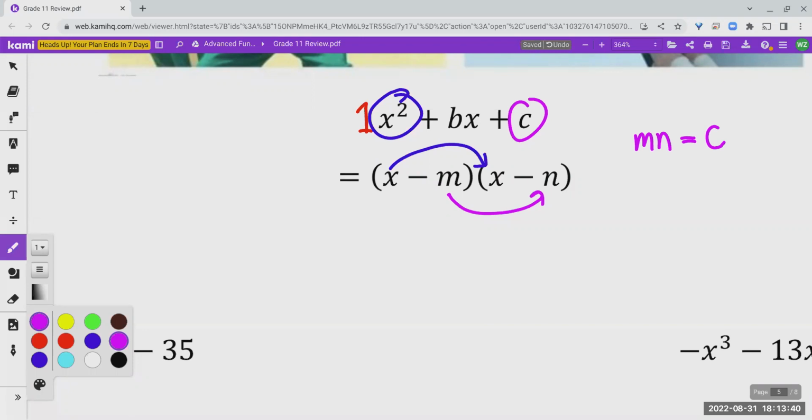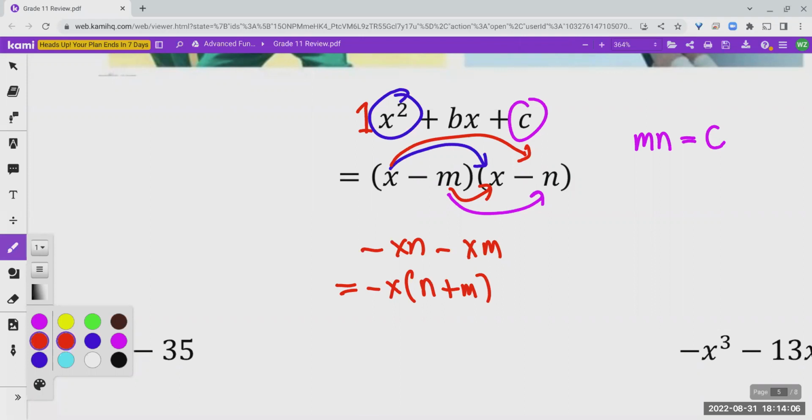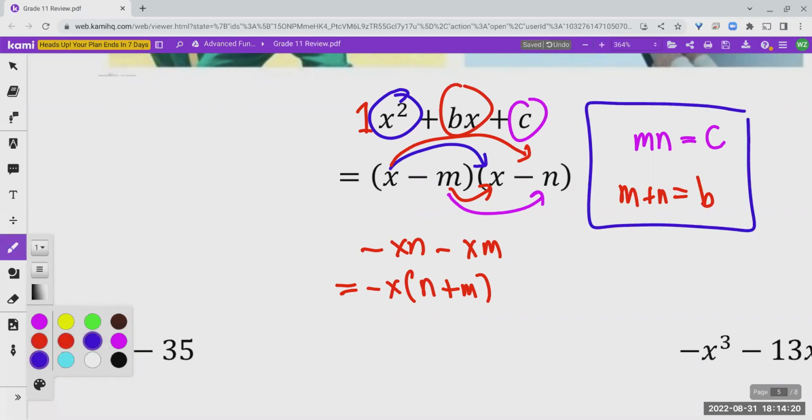Okay, what about b? Now, b is a bit trickier. You're also going to have to multiply these together, right? So if you multiply x with negative n, you have negative xn. And then you have negative xm. You see what I'm saying? Because when you multiply the red ones together, wait, you can factor out negative x from here. You have n plus m. Give you the middle term. That's the only term with the variable x on it. Okay, so that means m plus n is equal to b. Ta-da, there we go. This is the ticket to solving the problem.